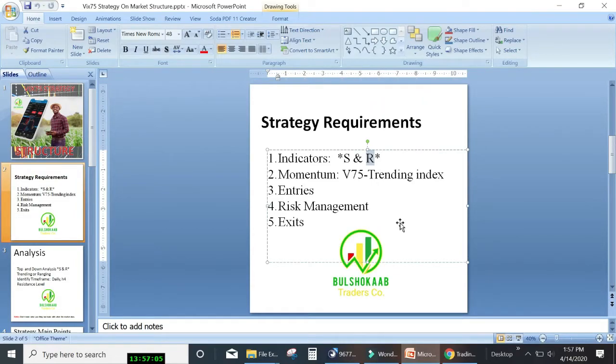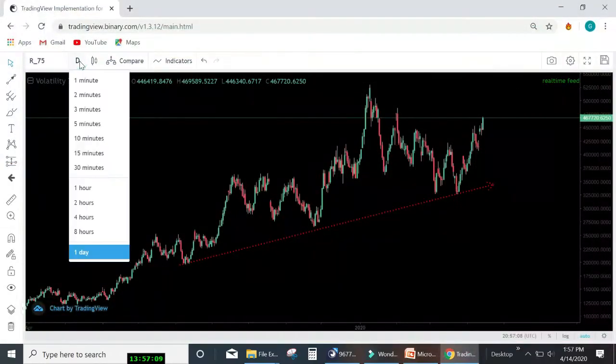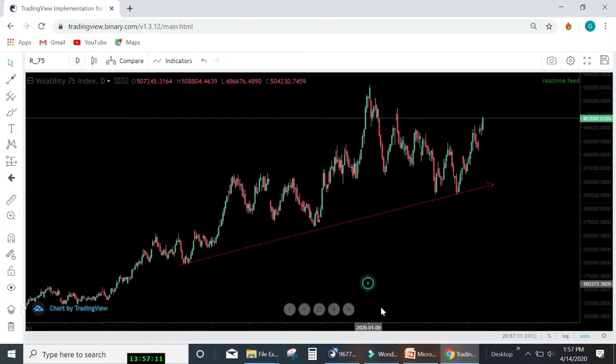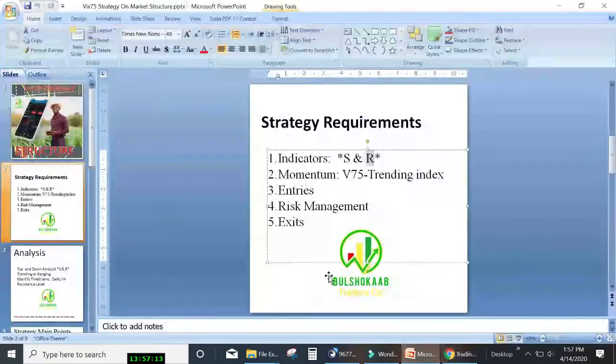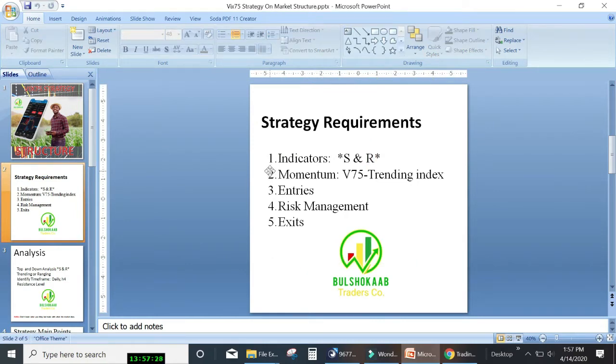So don't worry, go on the chart and then change the time frame, because whenever we want to make some analysis, we need to change the time frame. So don't worry. Okay, we also need, in number two, the momentum.